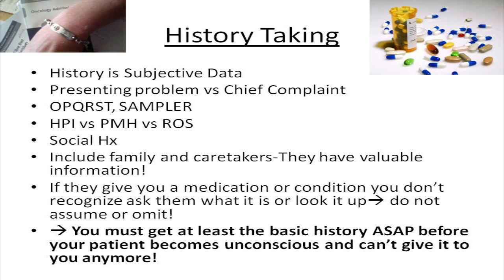Social history is obviously also important. If the patient is using illicit drugs or is a heavy drinker or a smoker, those certainly impact the potential differential diagnoses that we might be looking at. Remember to include family and caretakers. They often have extremely valuable information. If the patient gives you a medication or condition that you don't recognize, you really need to ask them what it is or look it up. Do not assume that you know what the medication is if you don't really, and certainly do not omit it just because it's something you haven't heard about.